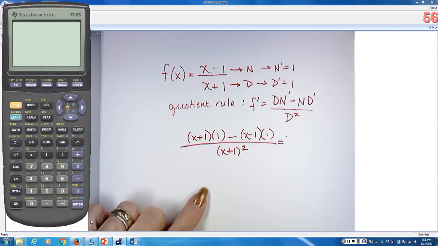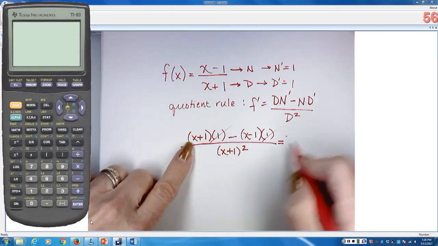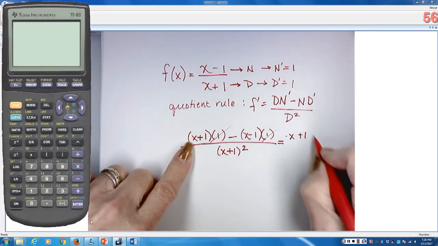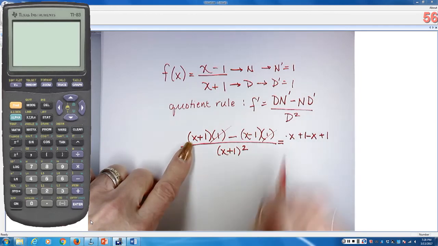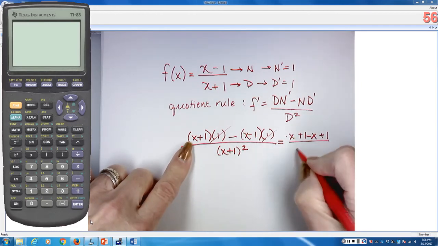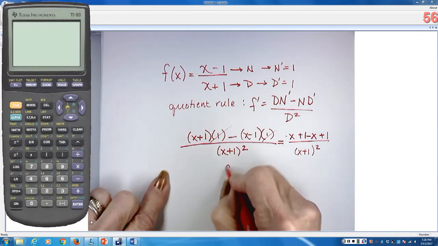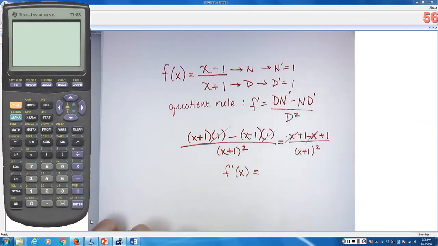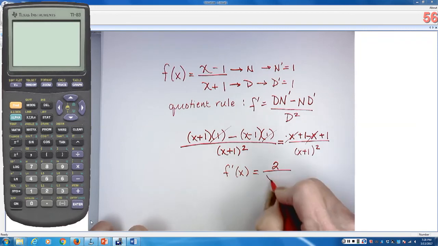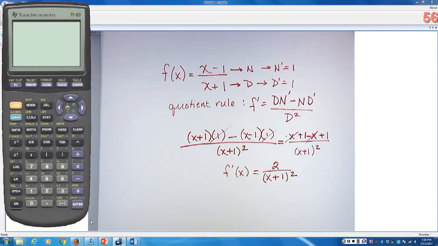And it might be a good idea to try to simplify this a little bit. The ones don't really make any difference. But I've got x plus 1 minus x, and minus times minus is plus 1. So this tells me that f prime of x, x minus x disappears, 1 plus 1 is 2, over 1 plus x plus 1 squared.